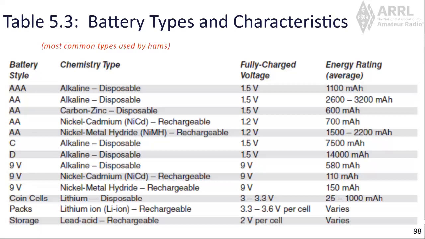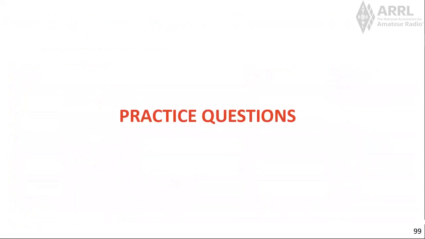Then you have the rechargeable battery packs, which is going to be what runs your handheld radio. You may carry one around to recharge your cell phone on a trip. They're lithium-ion batteries. They are rechargeable, and they run 3.3 to 3.6 volts per cell. And be careful, because some of them are the same size as AAs. Lead acid storage batteries are rechargeable. They're 2 volts per cell. And depending on the size of the battery, it'll tell you how many cells they put together. Okay, let's move on. There are some questions out of this, though. We're going to see them.